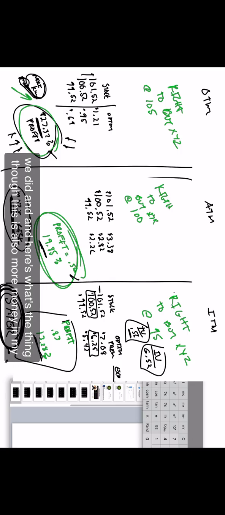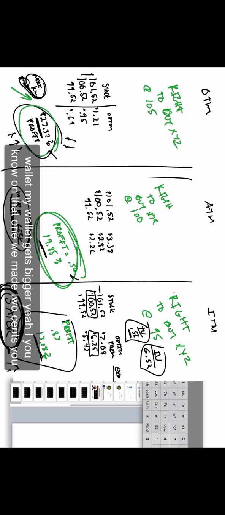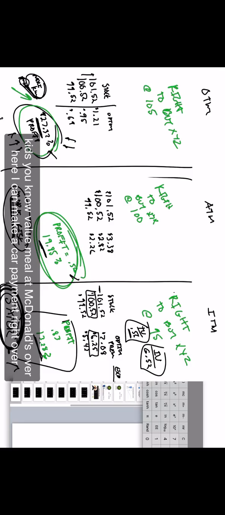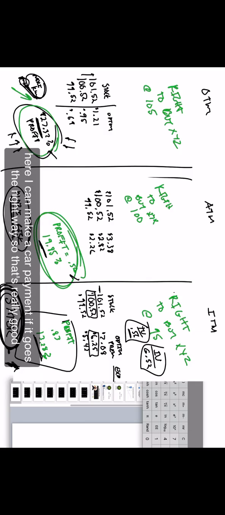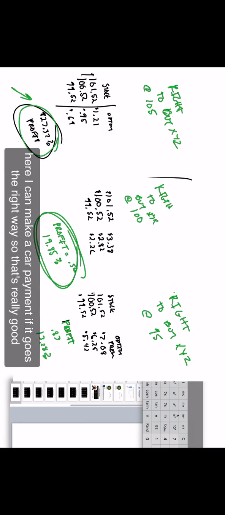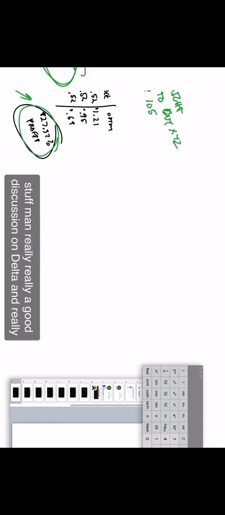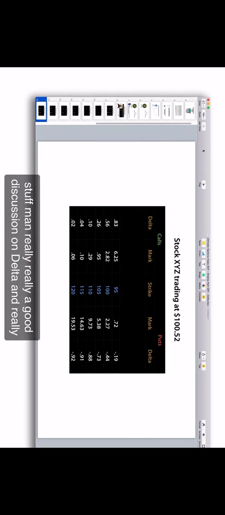This is also more money in my wallet. On that one we made 2 cents. We get $20 going through the drive-through, so we can supersize our kids' value meal at McDonald's. Over here, I can make a car payment if it goes the right way. That's really good stuff, a really good discussion on delta, and really understanding those numbers.